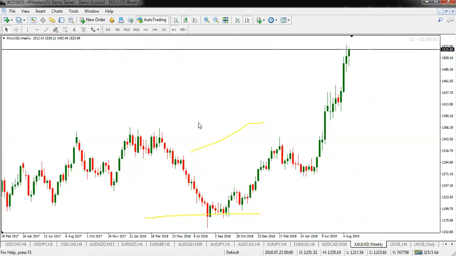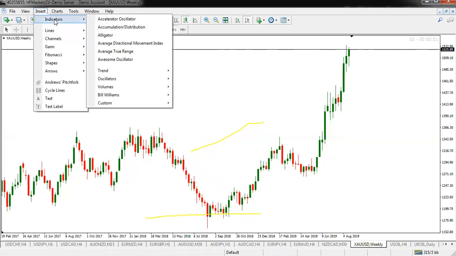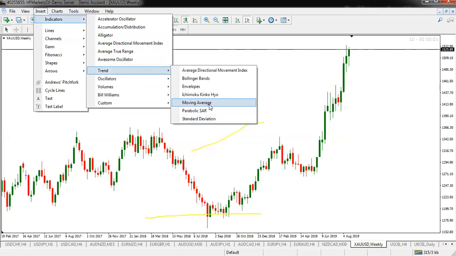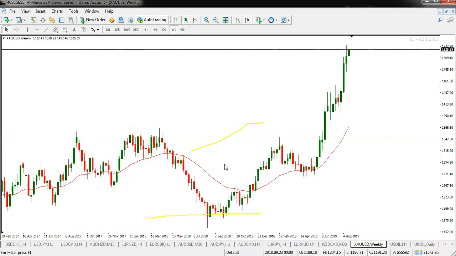You can see I just removed my EMA and I want to put it back. So I come to insert, come to indicators, and then I go to moving average, and I select 30, I select exponential, I select the color and the thickness, and then I put it. So it's that simple.